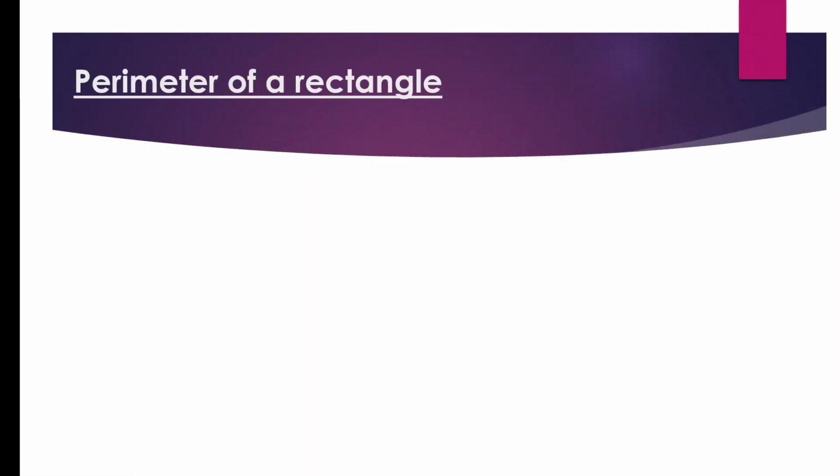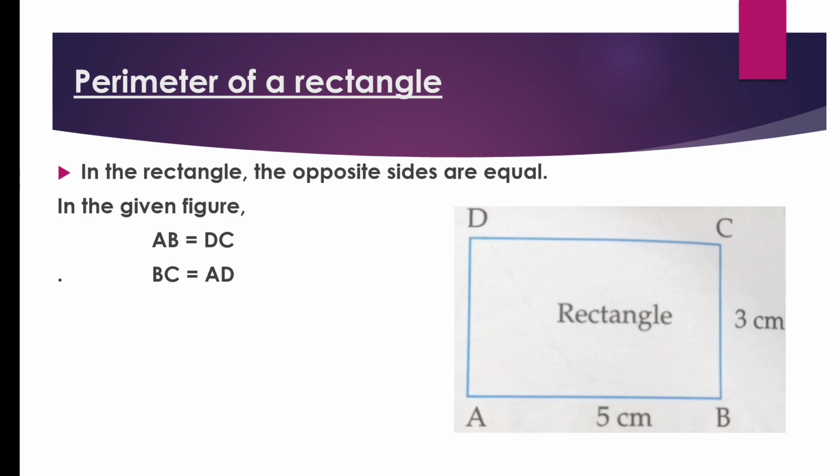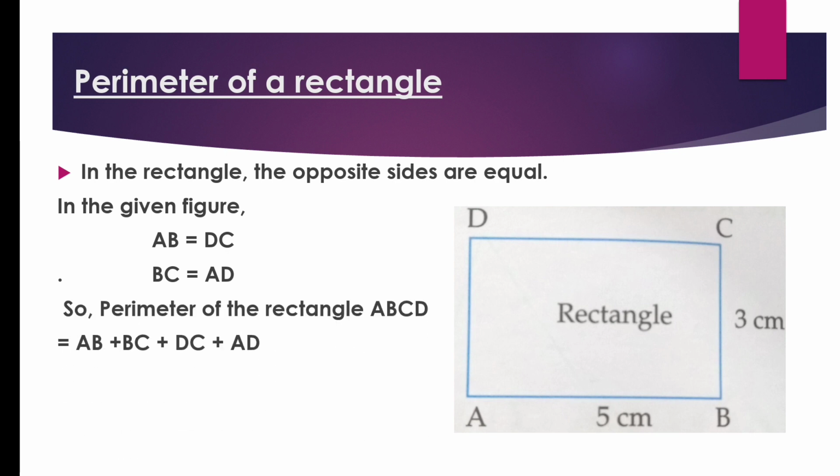Now next topic, perimeter of a rectangle. Here you can see a rectangle ABCD is given to us. In the rectangle, opposite sides are equal. Now in this given figure, AB is equal to side DC and BC is equal to side AD. It means instead of DC we can write AB and instead of AD we can write BC. So the perimeter of the rectangle ABCD will be AB plus BC plus DC plus AD. Now we can write it like this: AB plus BC plus AB plus BC.